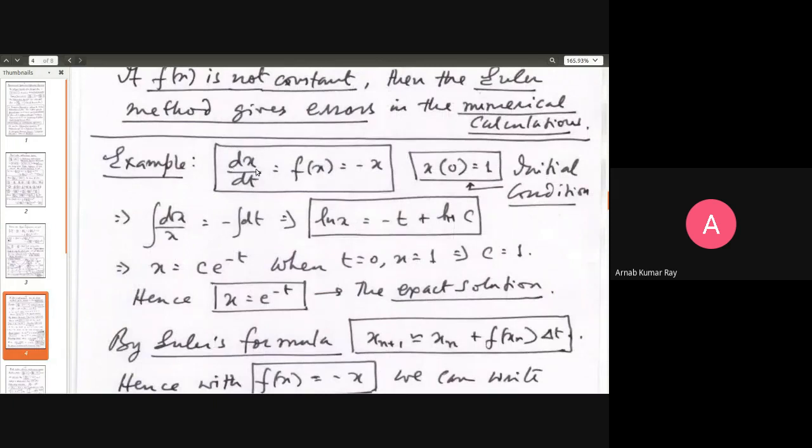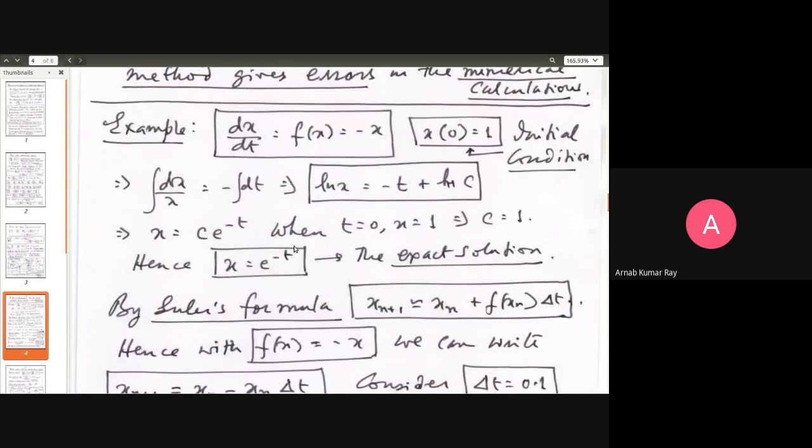So, example: dx/dt is equal to f(x) is equal to minus x. Initial condition: at t equal to 0, x is equal to 1. That is the initial condition. You can integrate by hand. This is not a challenge. Integrating by hand is a very simple exercise for this particular problem, but not always.